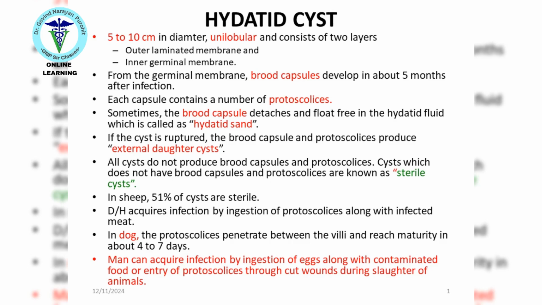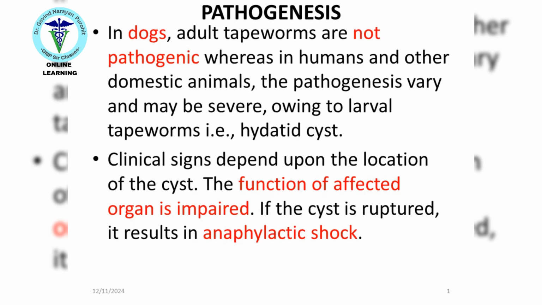Hydatid cysts, which can grow up to 10 cm in diameter, contain multiple protoscolices. These cysts can cause severe health issues if they rupture, leading to anaphylactic shock. In dogs, adult tapeworms are not pathogenic, but in humans and other animals, the larval stages can cause severe health issues. The clinical signs depend on the location of the cysts.